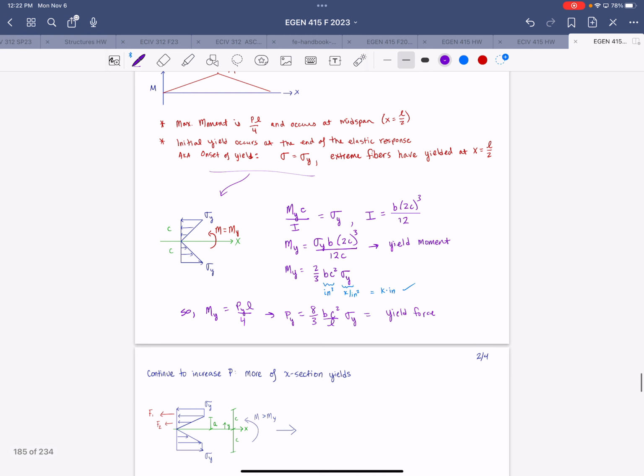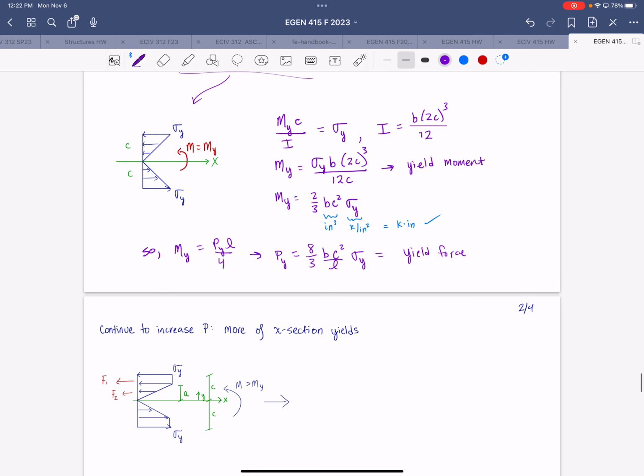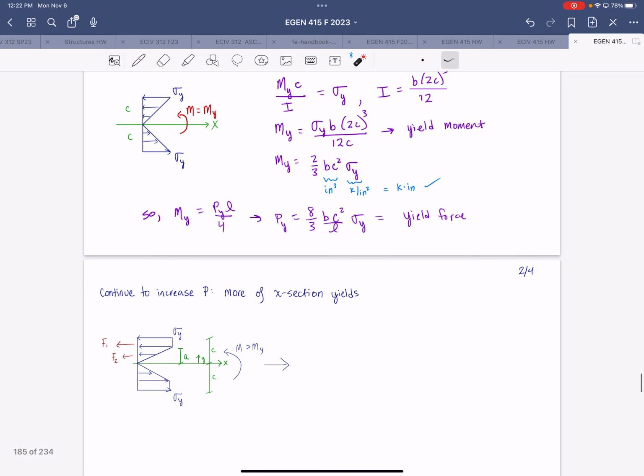All right, so if we continue to increase the applied load beyond that initial yield, then more depth within the cross-section will reach that yield stress, and the stress distribution will begin to look more like this, right, where you have a plateau at sigma y. So in that in-between phase, our moment is greater than the yield moment, right?